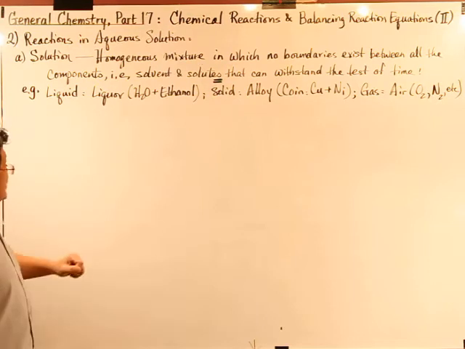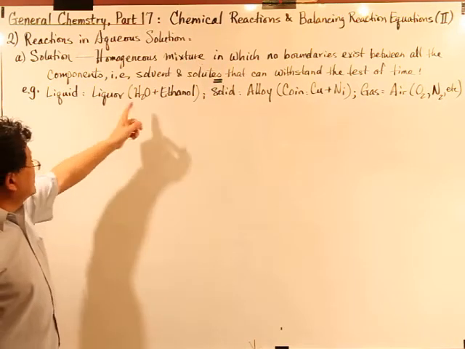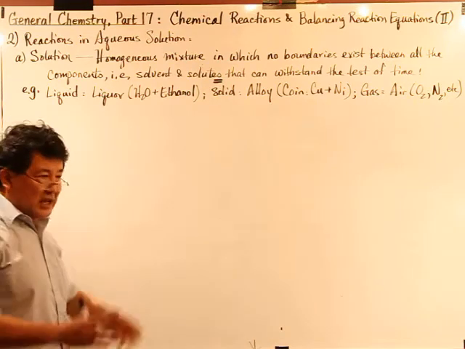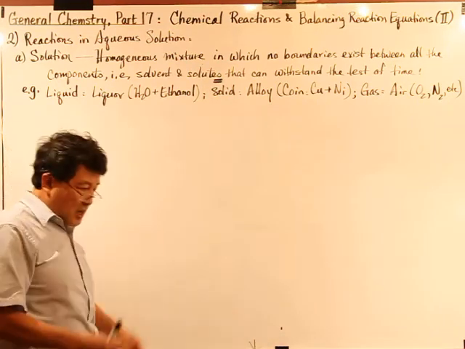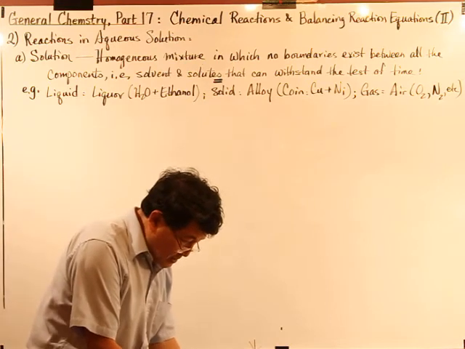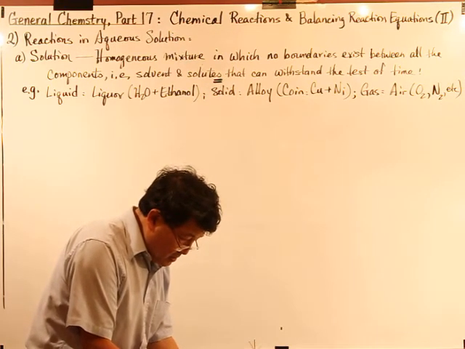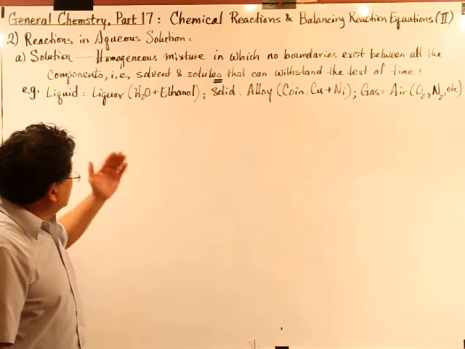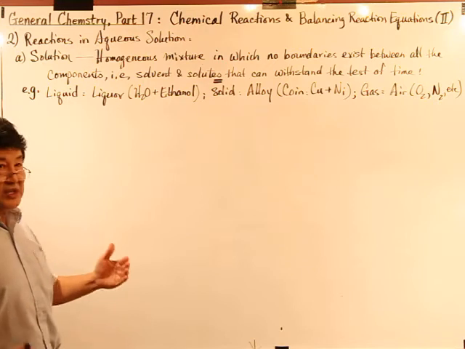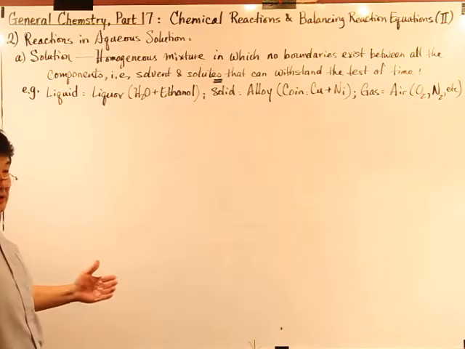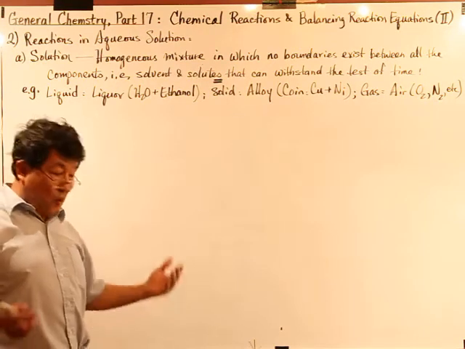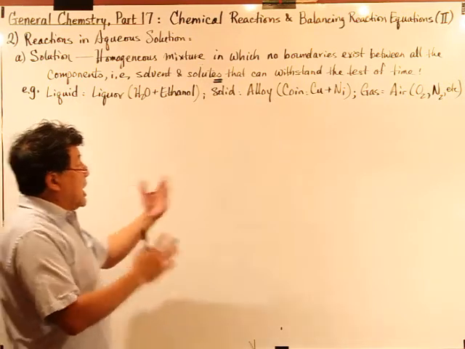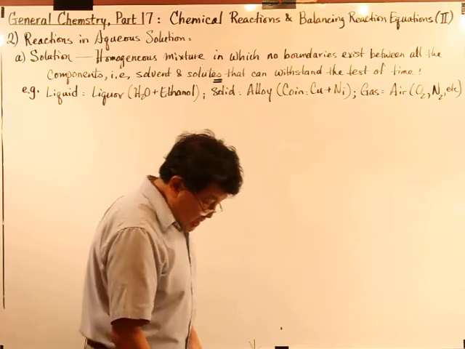In the liquid case, an example of a solution is liquor. The liquor is made of water and ethanol, 80 proof, 90 proof, 60 proof, Bacardi, right? All these. Then the second one is solid. What is the example for a solid solution? The alloys, the coins, the quarters, right? The quarters, they have copper and nickel in there, right? Copper and nickel in there.